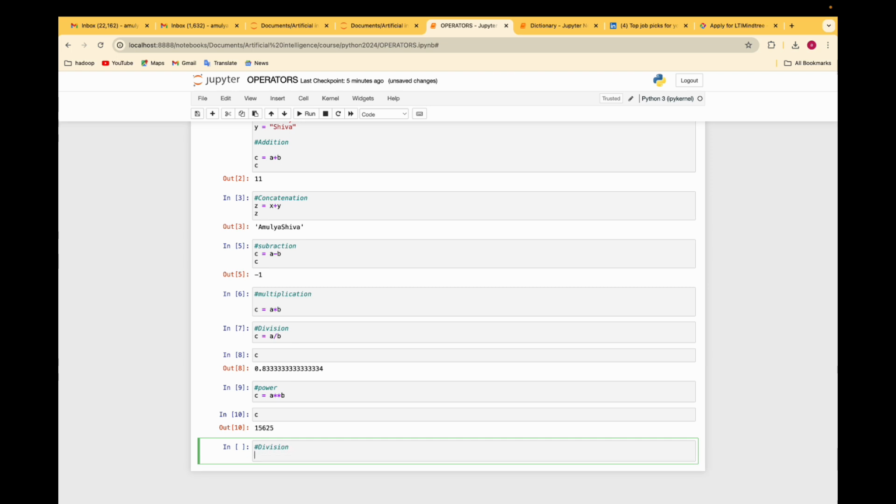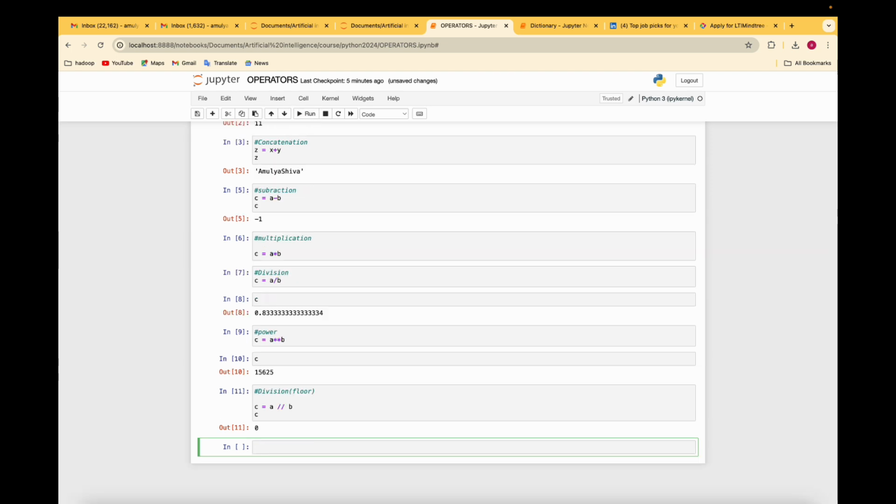Floor division: c equals a floor-divided by b. If you run c, you get 0, because when 5 is divided by 6, you get something like 0.83 or so. When the floor is applied, it takes the lower value, so it's 0.